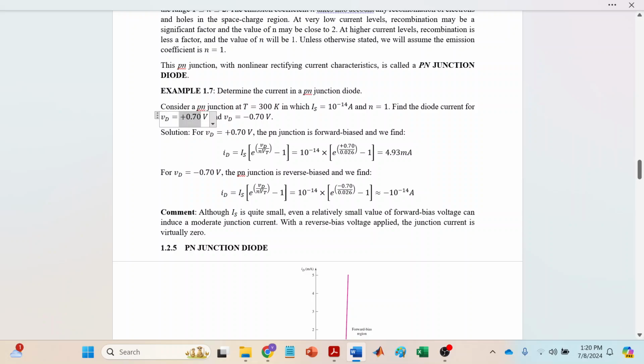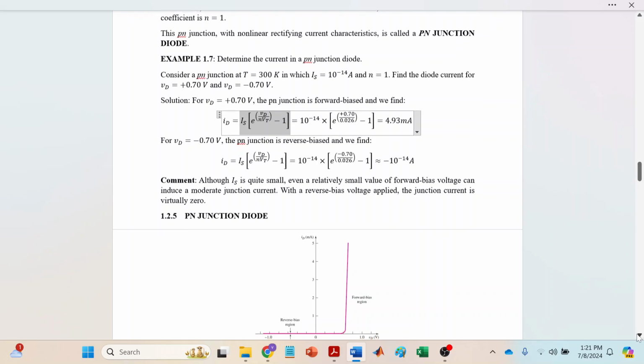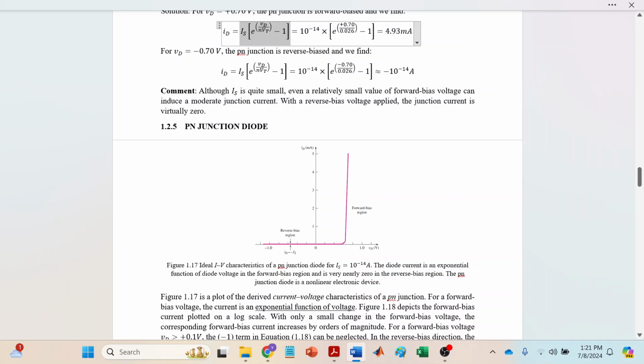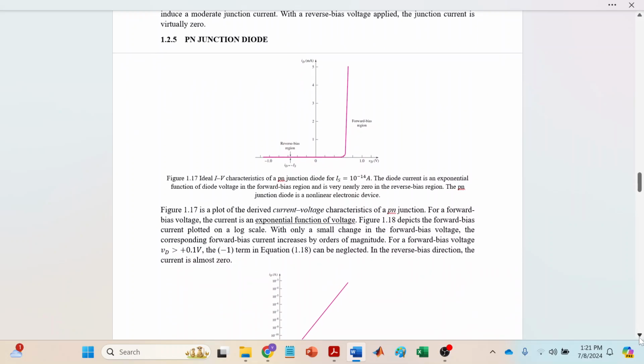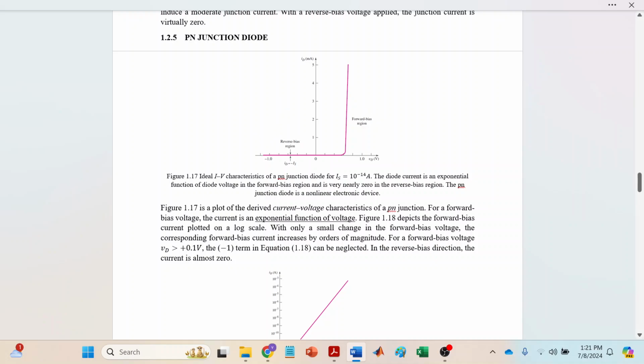So when a forward bias voltage is applied across the junction and when a reverse bias voltage is applied across the junction: with a forward bias voltage VD, we get a current of 4.9 milliamp, but with a reverse bias voltage, we get a current that is essentially close to 0. So this shows we are using the ideal current-voltage equation to get the current that will flow when either a forward or a negative, reverse bias voltage is applied. So this is the ideal IV characteristic curve of a PN junction diode.